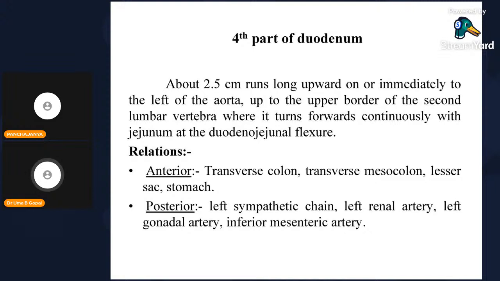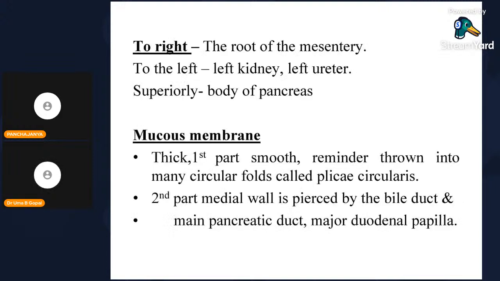Relations: anteriorly, transverse colon, transverse mesocolon, lesser sac and stomach. Posteriorly, left sympathetic chain, left renal artery, left gonadal artery, inferior mesenteric artery. To the right, the root of mesentery; to the left, left kidney and the left ureter. Superiorly, the body of pancreas.